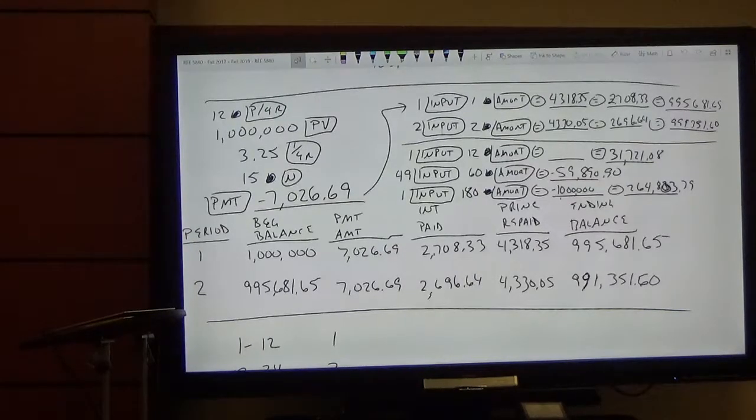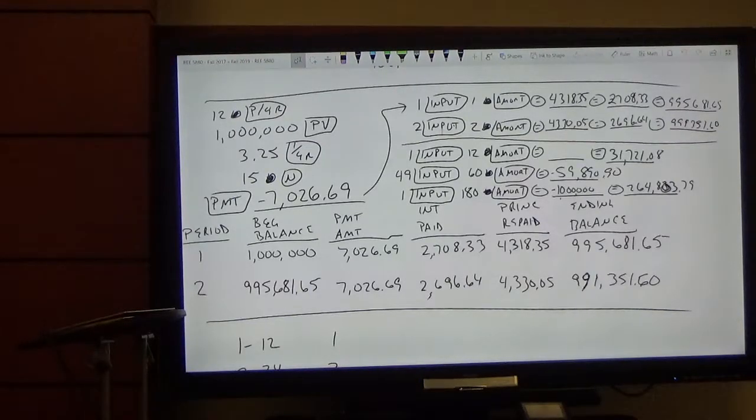But didn't we do that up top? Didn't we already divide by 12? Yeah, but we're doing a separate calculation here. We're not utilizing the payment amount. We're using, in this case, the beginning balance. So we've got to make that adjustment.